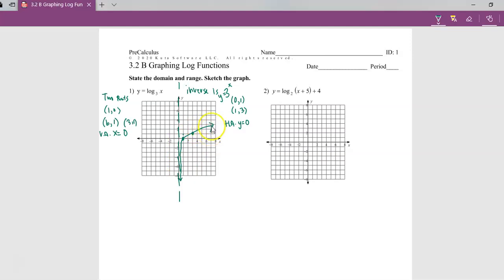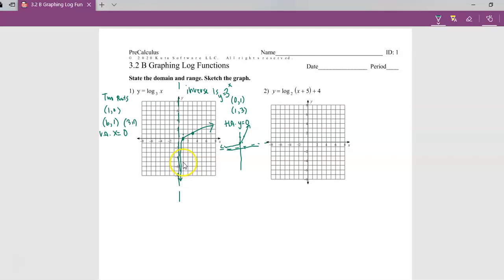Just as a comparison, let's sketch the exponential 3 to the x. That one had a horizontal asymptote at y equals 0. It had the points (0, 1) and (1, 3) on the graph. It hugged the horizontal asymptote and then headed upward. So the log function is an inverse of that. The asymptote is now vertical and the points are just swapped.